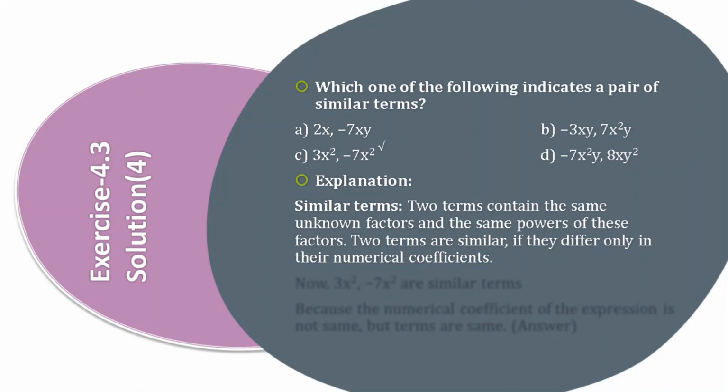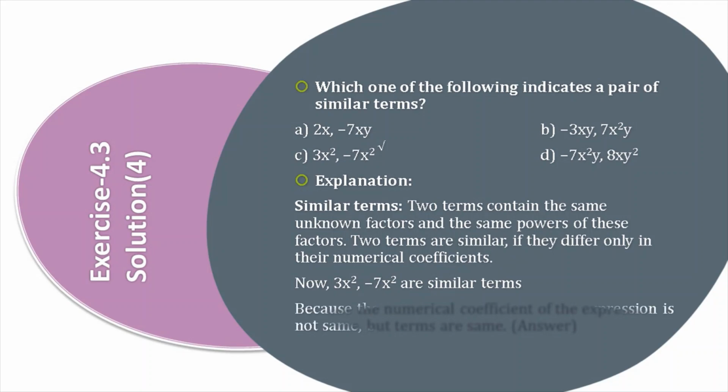Let us see now. 3x square, minus 7x square are similar terms. Why? Because as you can see, there are two terms here, 3x square and minus 7x square, and they contain the same unknown factors. As you can see, x and x, that is, they contain the same unknown factors and the same powers of these factors. As you can see, x square and here x square. That's why two terms are similar, but the difference is in their numerical coefficient. That is not the problem.